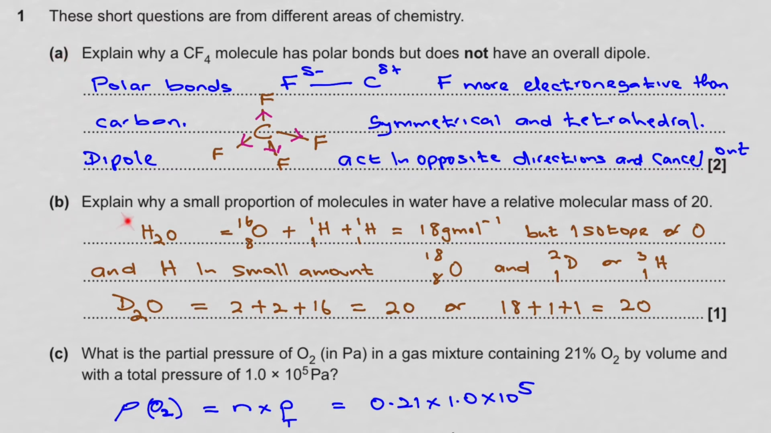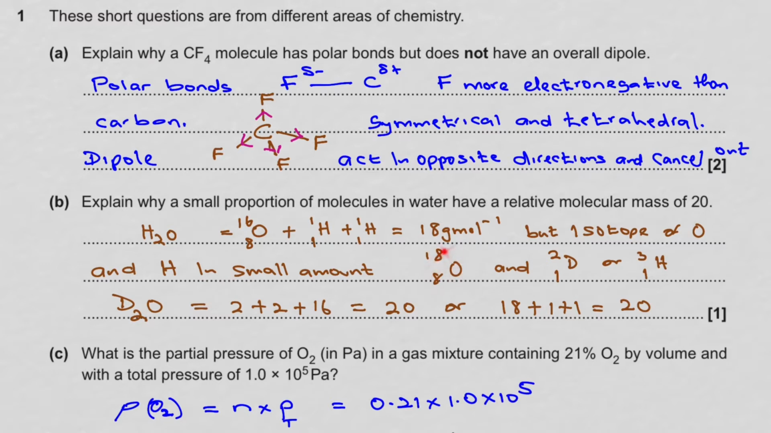Part B. Explain why a small proportion of water molecules have a relative molecular mass of 20. Well, water is H2O, oxygen is 16, hydrogen is 1 and 1, and therefore when you add them together, the mass adds up to 18 grams per mole. But isotopes of oxygen and hydrogen are present in small amounts.